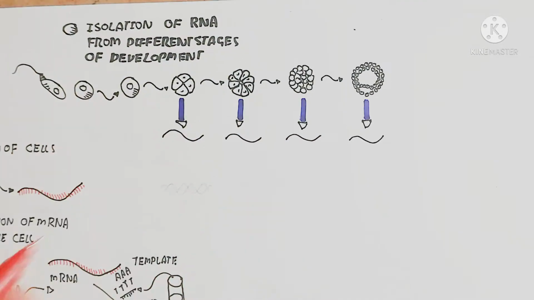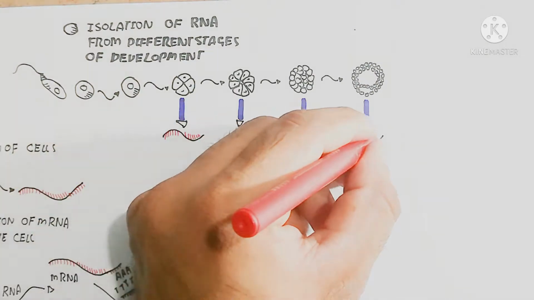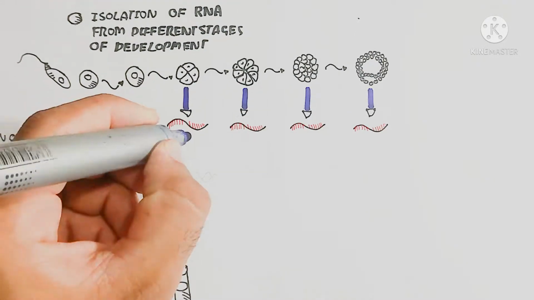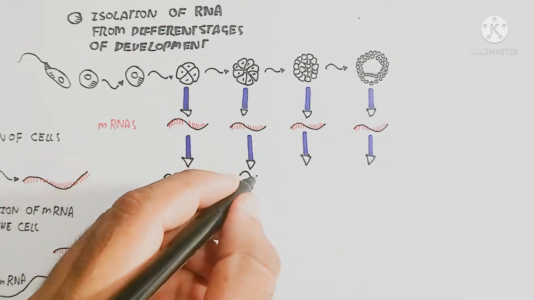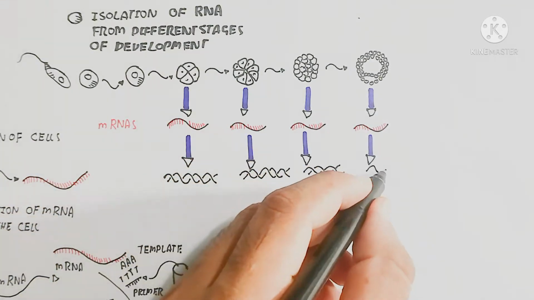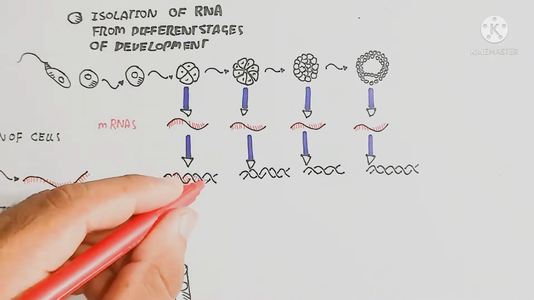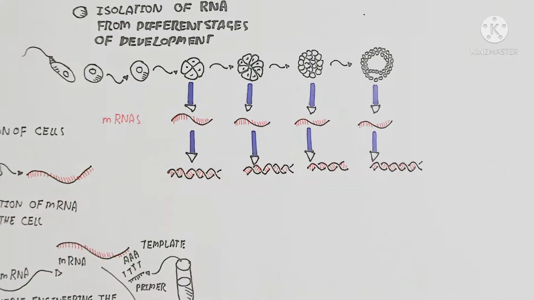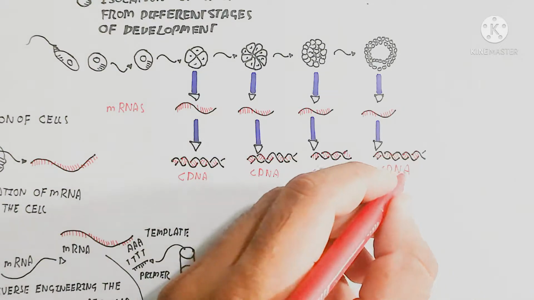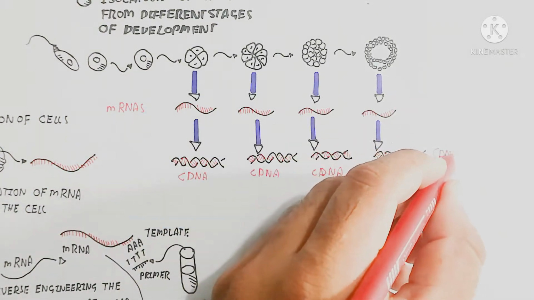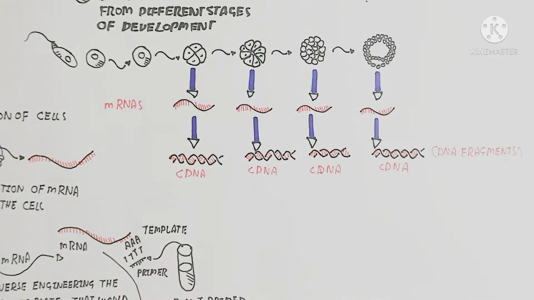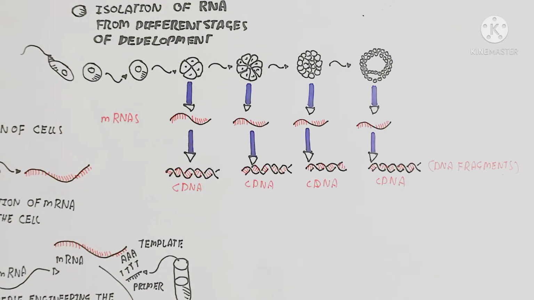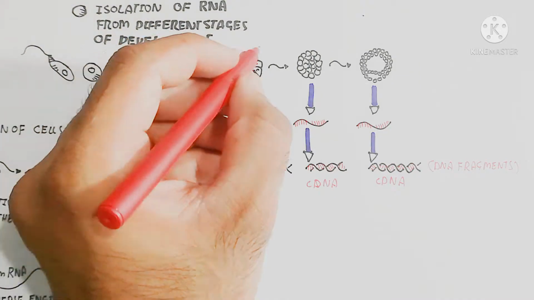Here we separate the messenger RNA from each stage, and this is for checking gene activation on the basis of developmental stages. Here we use real-time PCR to create the complementary DNA sample of each stage. So these DNA fragments are 1, 2, 3, 4. So for example, we are taking.